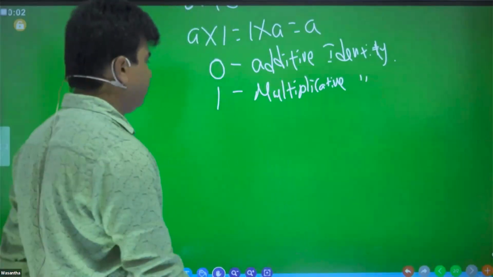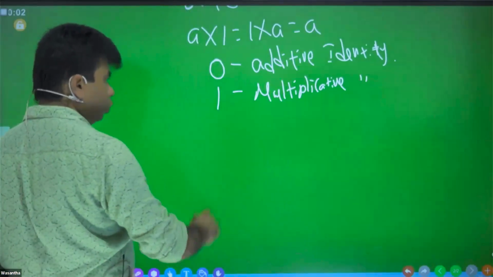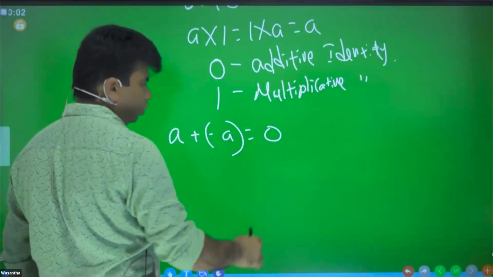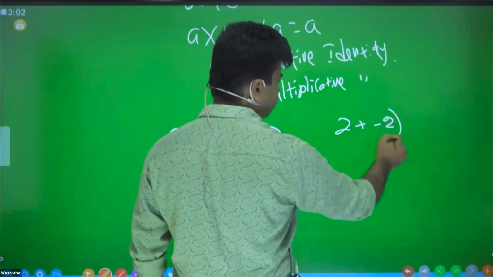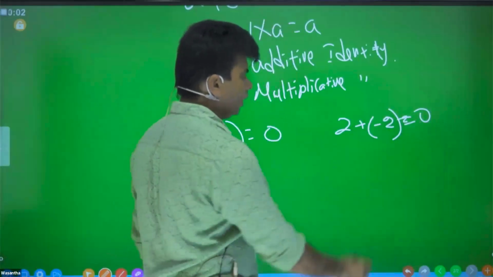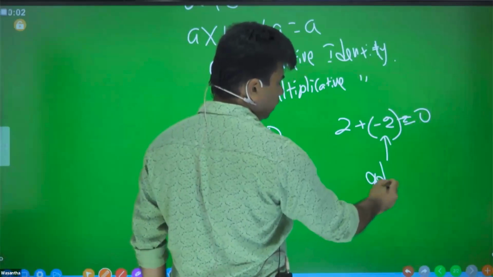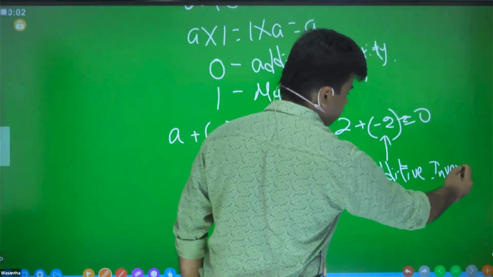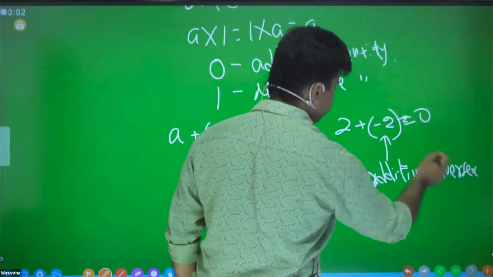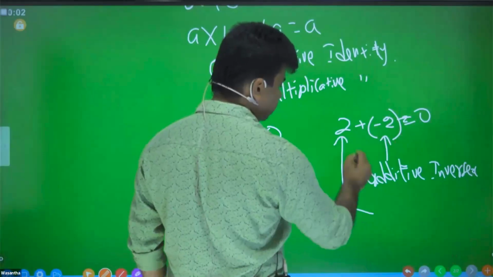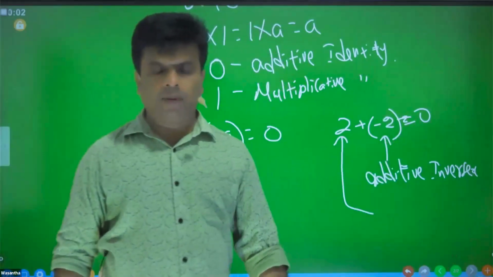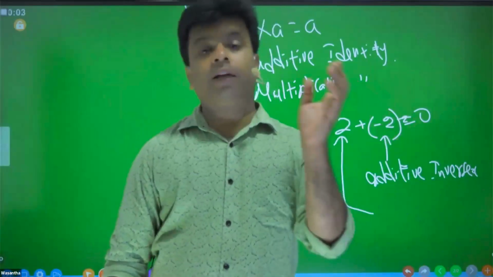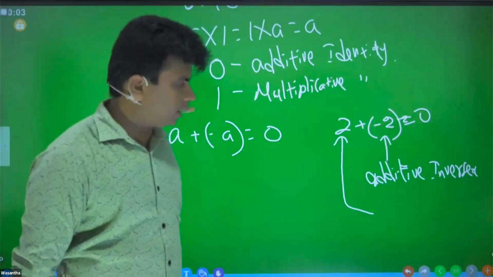So what you have to understand here is, if you go for a plus minus a, you can make 0. Otherwise, 2 plus minus 2 is equal to 0. So this minus 2 is called additive inverse. Additive inverse of 2. Keep in mind that 2 is the additive inverse of minus 2, and minus 2 is the additive inverse of 2. Is it clear? That's the idea.